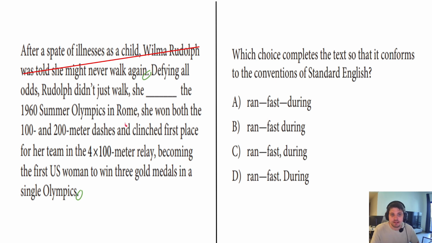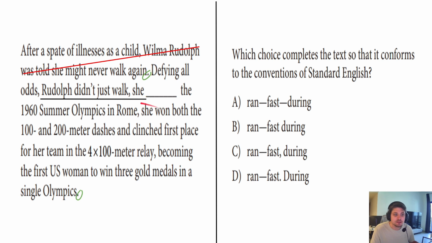A complete sentence on the SAT has a subject and a verb. A subject is the person, place, or thing that the sentence is about. In this case, Rudolph, Wilma Rudolph. And then the verb is what she did. So Rudolph didn't just walk, she ran.